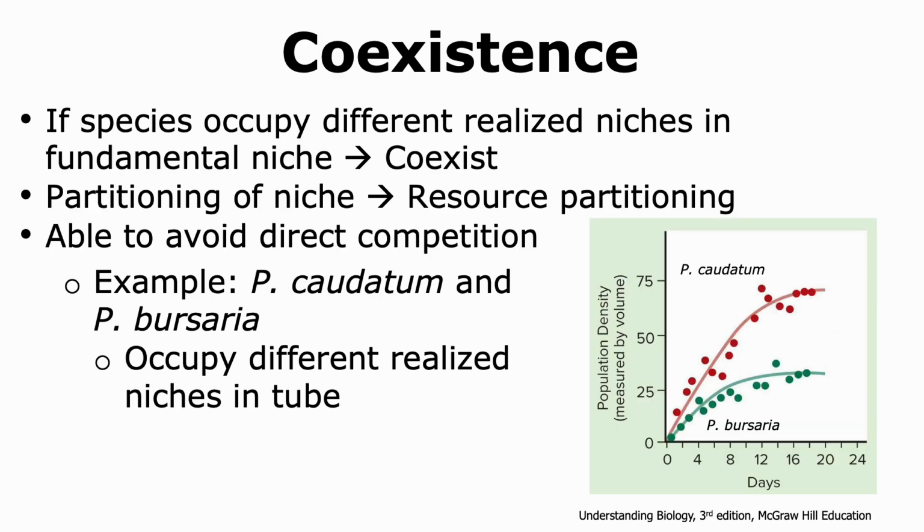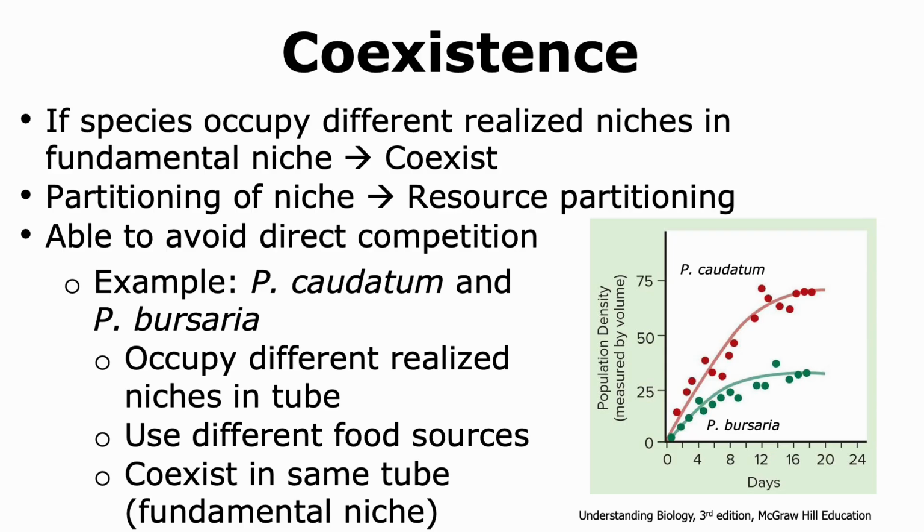When we put them, however, in the same tube, the fundamental niche of both is the same. Their realized niches, however, become different because they use different food sources that are present in the niche. Hence, they're able to coexist in the same tube even though their fundamental niche is the same, because they are using different food sources, which makes their realized niches different.